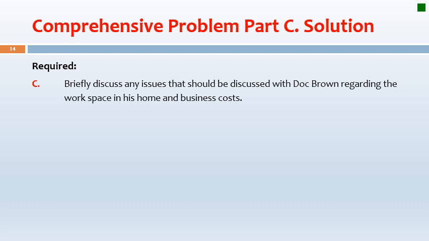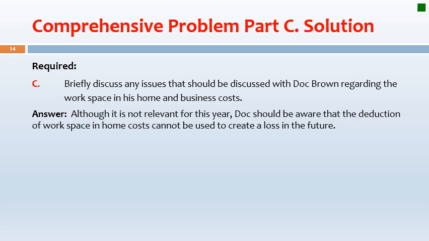The final required here asks us to discuss any issues that we should bring up with Doc Brown regarding the workspace and home and business costs. So students tend to struggle with this type of question as they're not always sure what to say. I'd suggest you bring up anything that you know about this particular type of expense and try to frame it in a context that makes sense to Doc. Bring up some specific case facts.